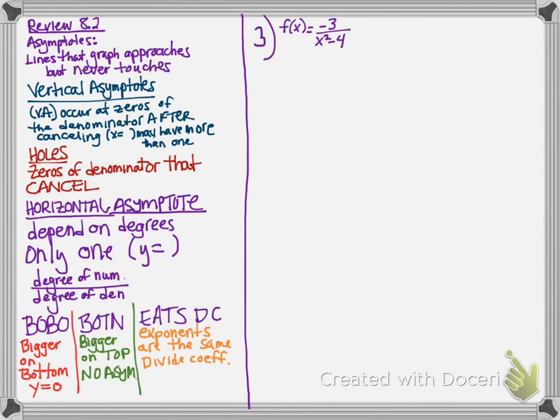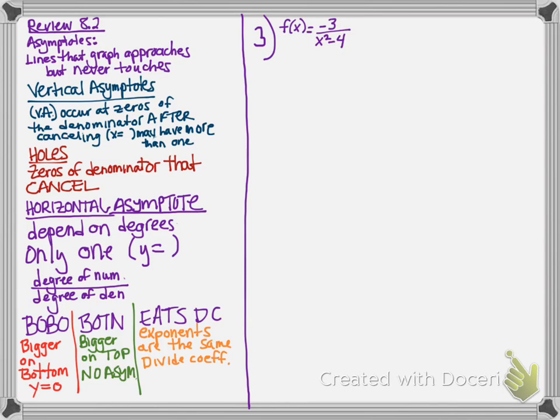Horizontal asymptotes, you're always going to have one, and it depends on the degree. So you look at the degree of the numerator, the degree of the denominator, and decide what's going to happen. If it's bigger on the bottom, your asymptote is y equals 0. If it's bigger on top, you don't even have an asymptote. And if it is the same, then you divide the coefficients. And remember that degrees are the biggest exponent.